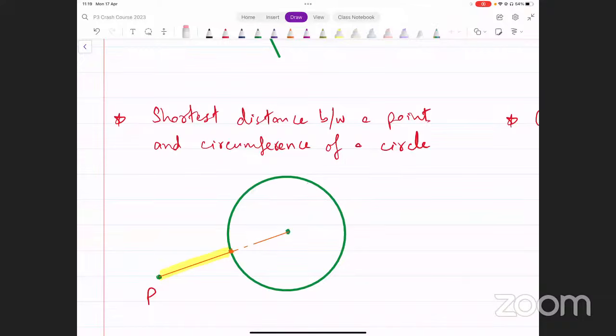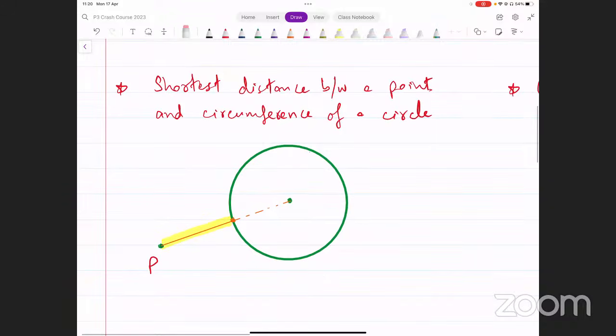All right, so if you're looking for the shortest distance between a point and the circumference of a circle, what you do is you draw a line from that point to the center of the circle. And then the point where that line cuts the circumference, until that point, you would have the shortest distance. So this represents the shortest distance in this case.